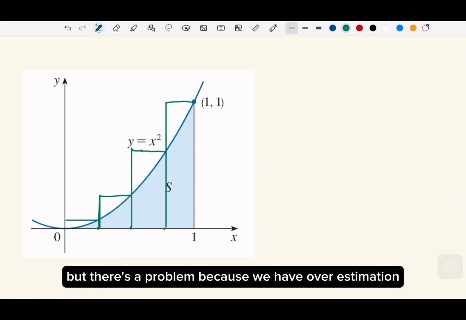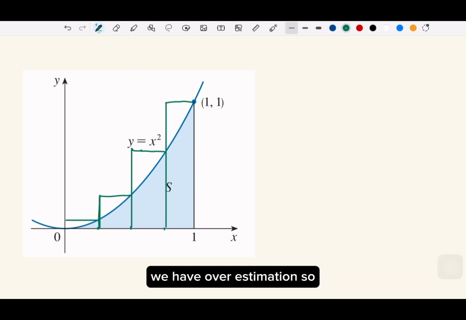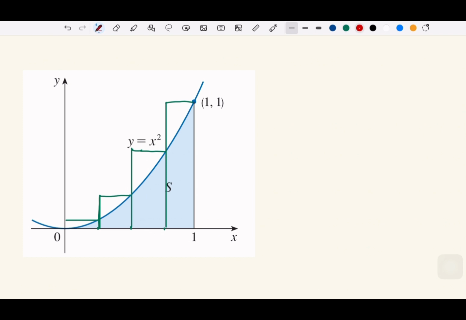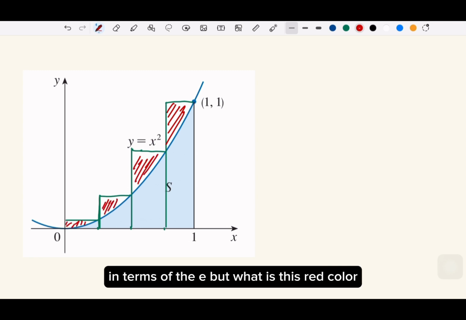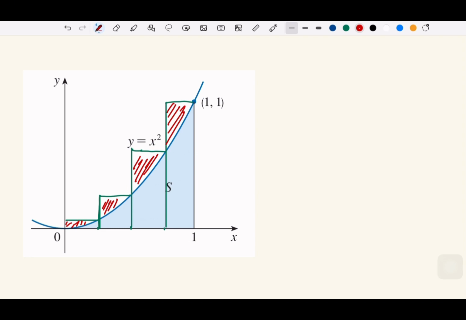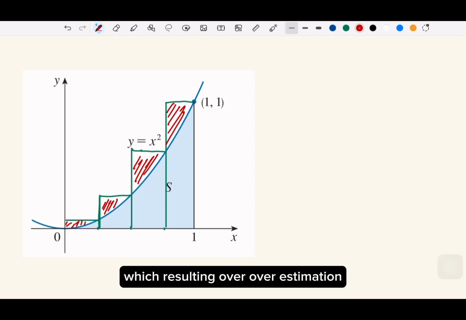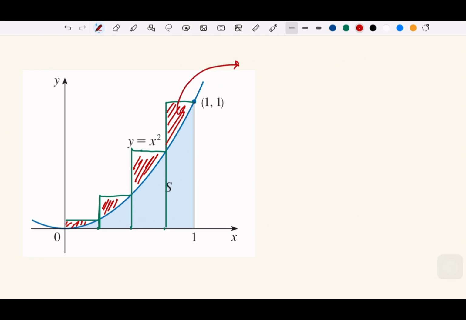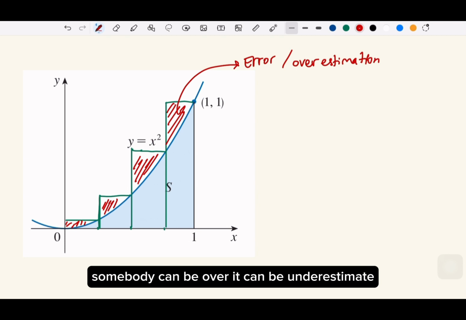But there is a problem because we have overestimation, right? We have overestimation. So what is this red color? This is what you call the error. Okay? So you have the value that you want to know, and you have your method to approximate, which results in overestimation, right? So this is what we call the overestimation or the error. Sometimes it can be over, it can be underestimate.